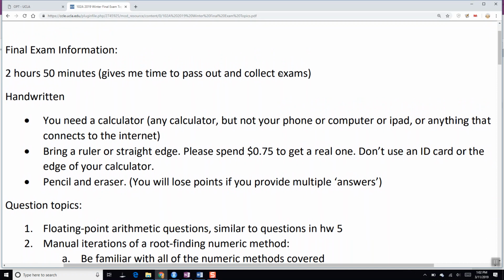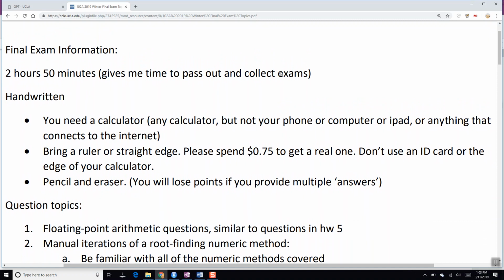And this is what you need. You need a calculator. Absolutely. Be sure you bring a calculator. If you forget a calculator, you're going to be in trouble. Any calculator is fine. Graphing calculator, scientific calculator, just nothing that connects to the internet. So you can't use your computer, iPad, or phone, or whatever.